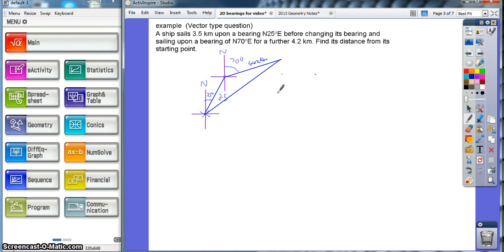Okay, so have a look at that for a second, pause the video, see if you can work that out now, and then I'll go through a method for solving this in a second.